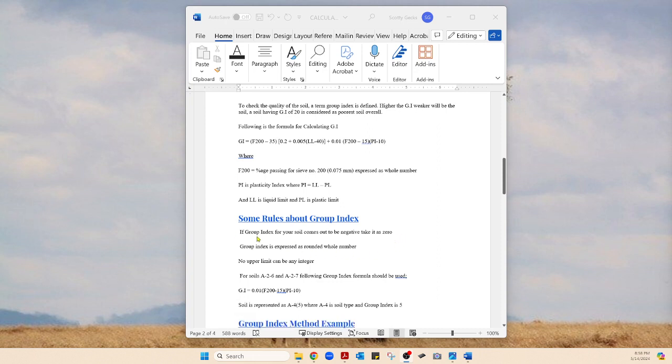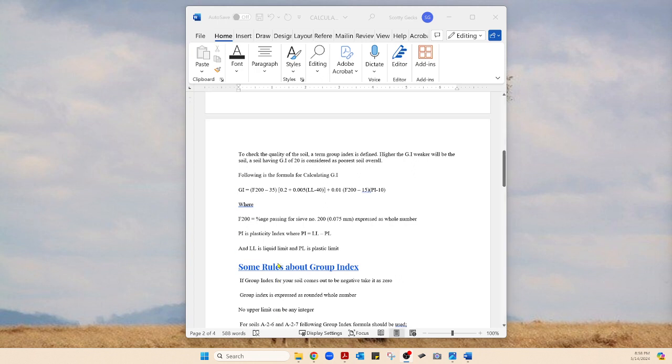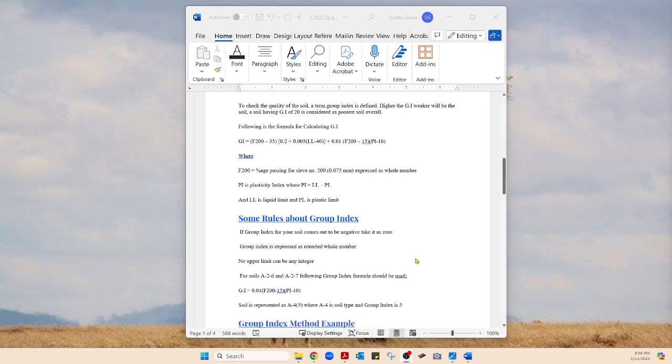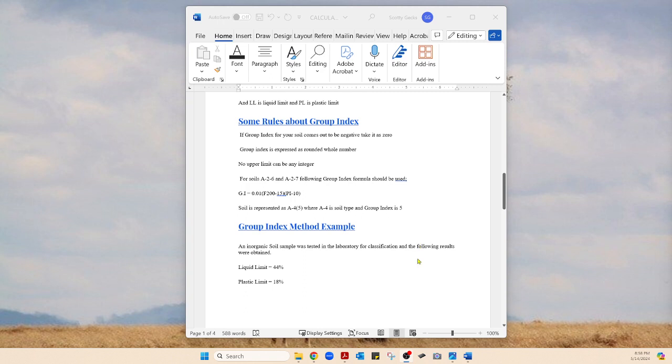So these are some rules, and I'll have to get this to you because I don't want to go through all of it right now. If the group index for your soil comes out to be negative, you just take it to 0. Here they are, A2-6, A2-7, the following group index formula should be used. This one, in other words, that's a partial group index. But these are all plastic soils, so they don't need to go through all these calculations. So we'll get to that again.